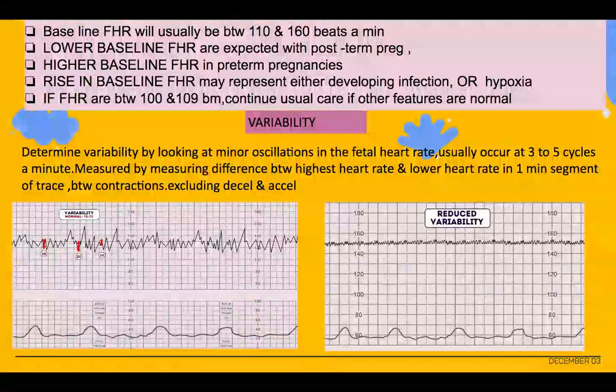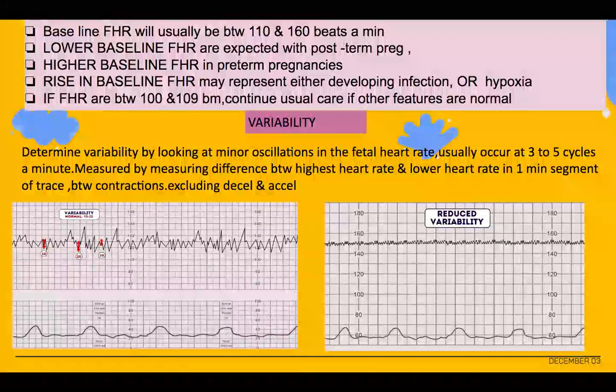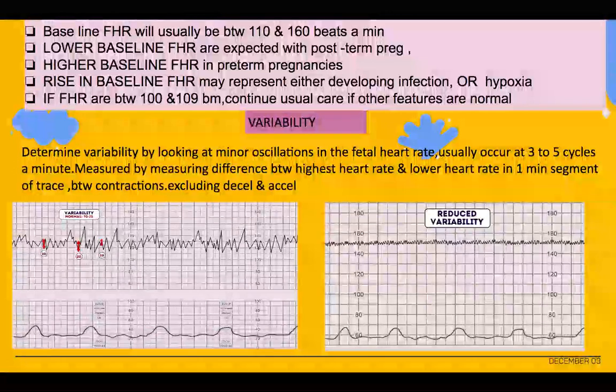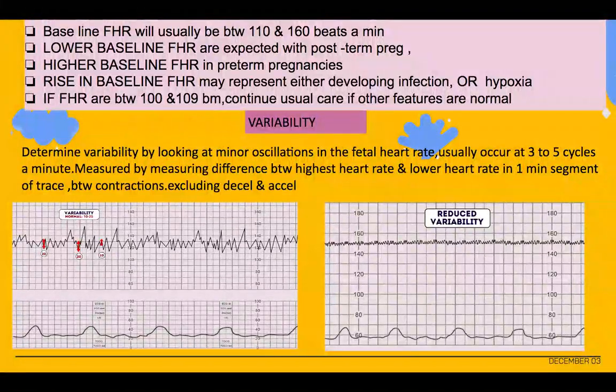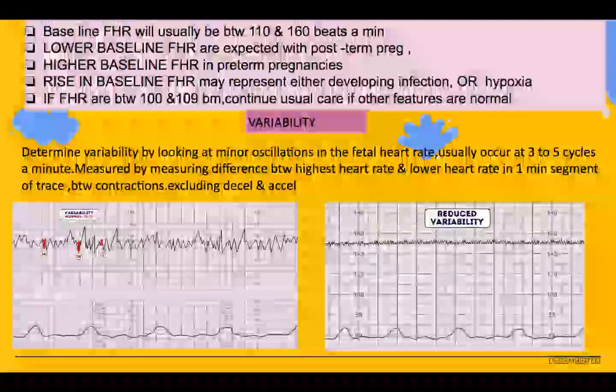Then comes here, the baseline fetal heart rate is usually between 110 and 160. Lower baseline fetal heart rate is expected in postterm pregnancies, right? And higher baseline fetal heart rate in preterm pregnancies. Rise in the baseline fetal heart rate may represent either developing infection or hypoxia. Whenever baseline fetal heart rate is rising, it means some sort of infection or hypoxia is going on.